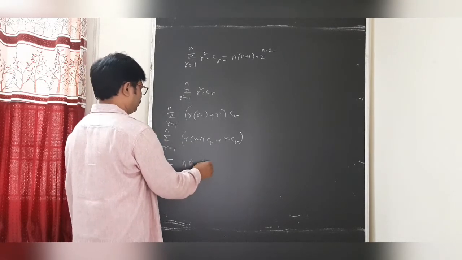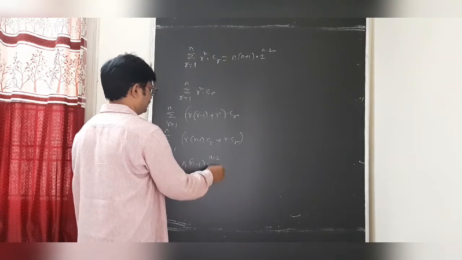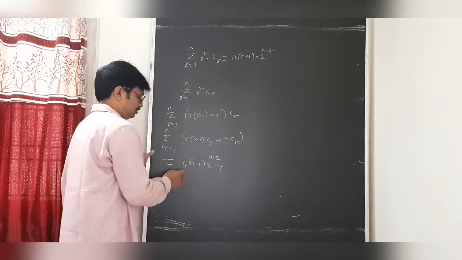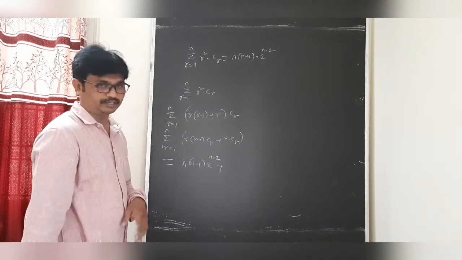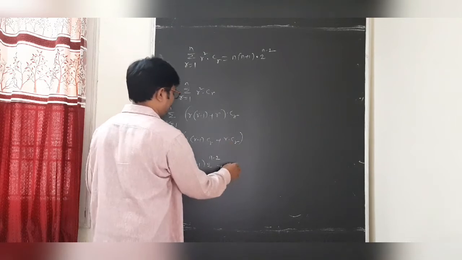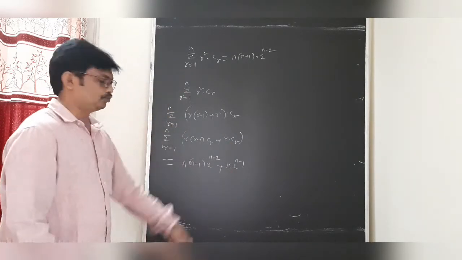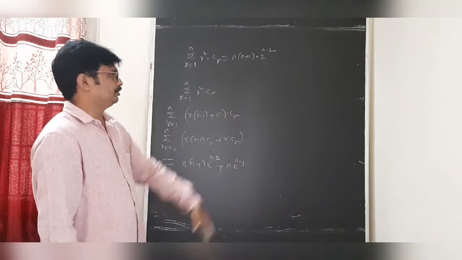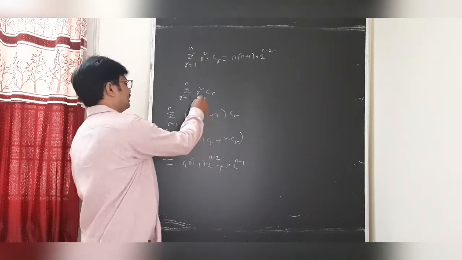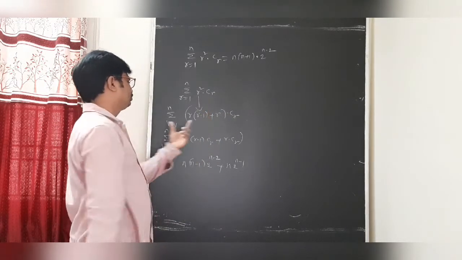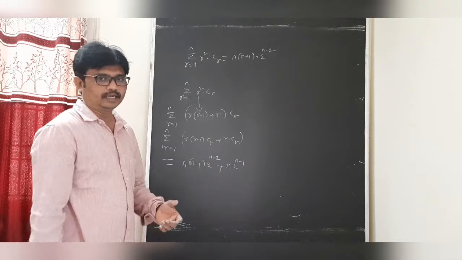n into (n minus 1) into 2 power (n minus 2). This is the formula after two times differentiation. This is, students, n into 2 power (n minus 1). So after taking n into 2 power (n minus 2) common, we got n into (n plus 1). So this is the arrangement.